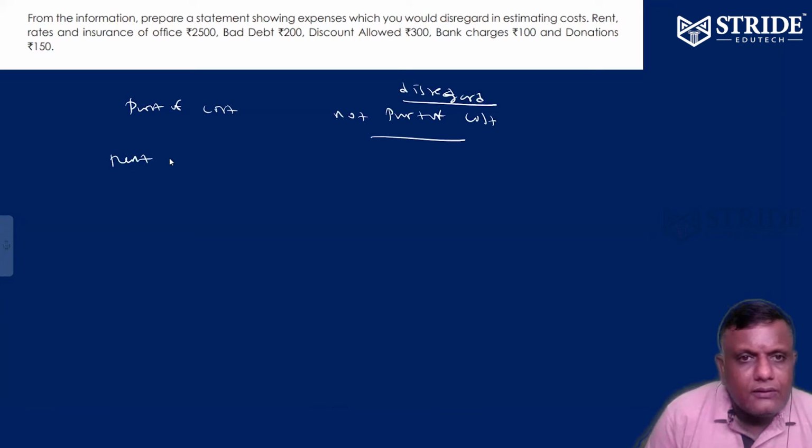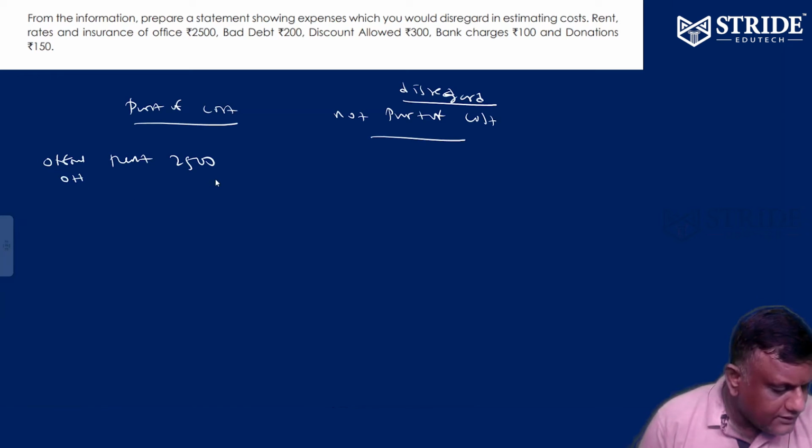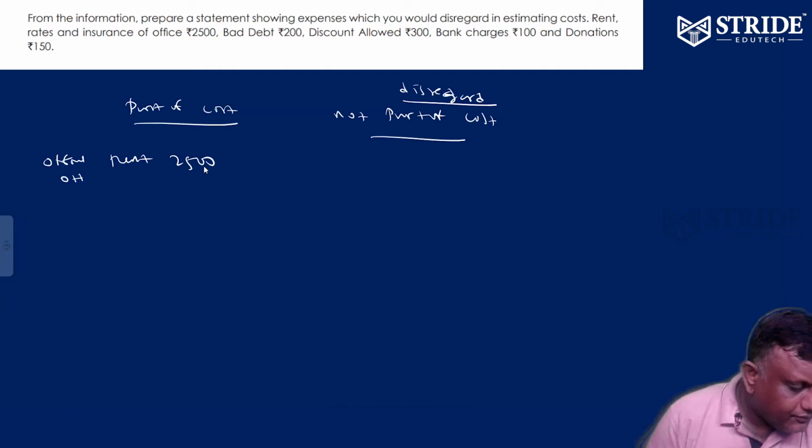Rent 2,500 is a part of cost. Office expenses, office overheads. But check it out, it's going to be office overheads. Please check it, office overheads. Right. So next one.